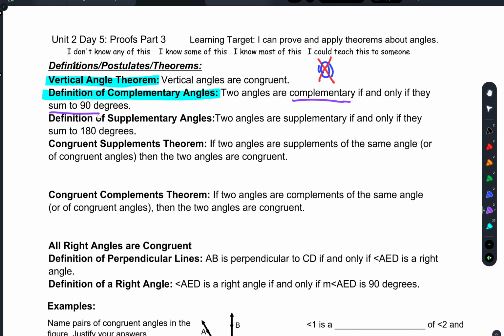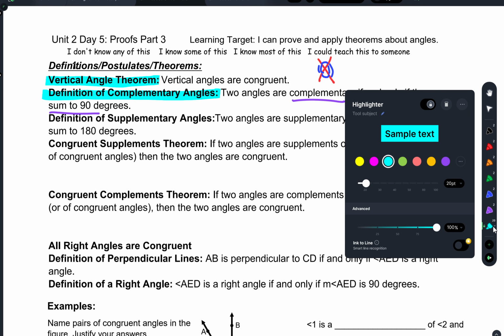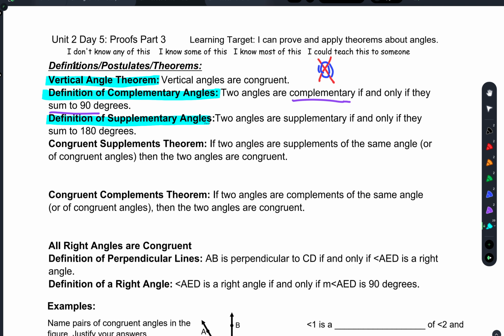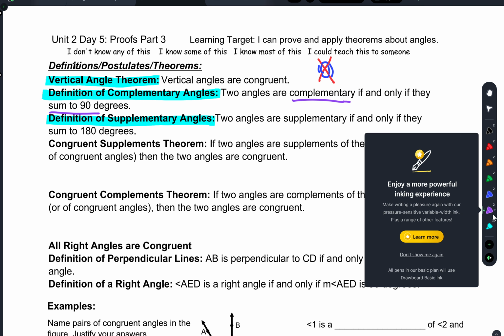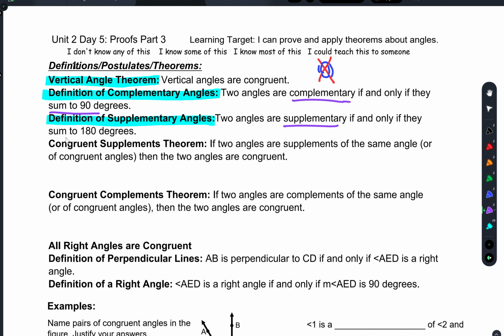Same thing in the next one, the definition of supplementary angles. We know that just means two angles are supplementary if and only if they sum to 180 degrees. So angle 1 plus angle 2 equals 180. That's our pretty surefire way to know we're using the definition of supplementary angles there.